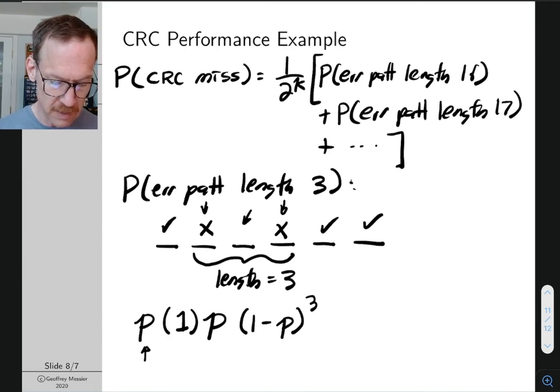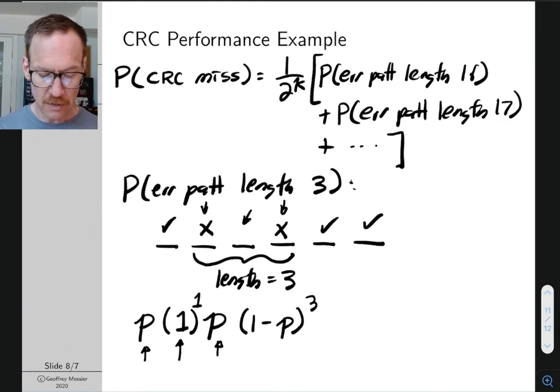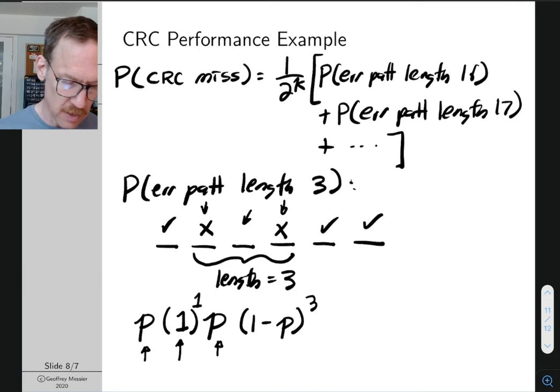Right, so basically the general form of our probability expression is p for the first bit, p for the second bit, 1 raised to the exponent of the number of bits inside our error pattern. In this case, it's just equal to 1. And then (1 minus p) raised to the exponent of however many bits we have outside of our error pattern.